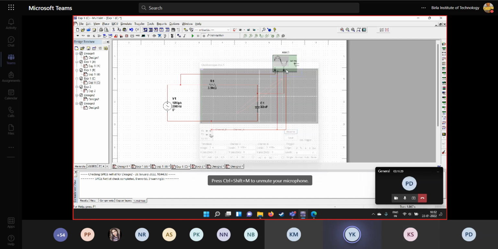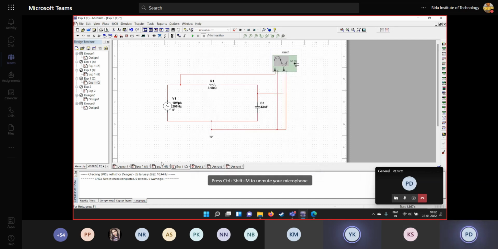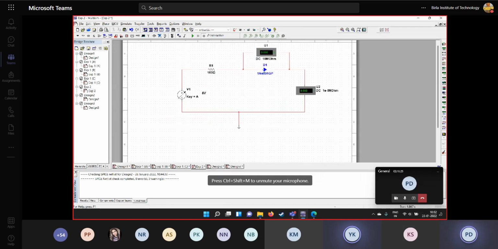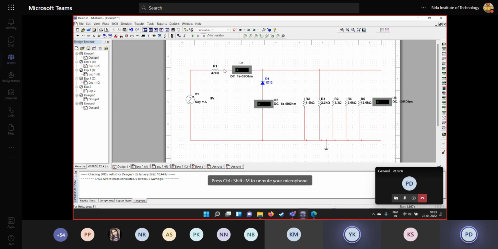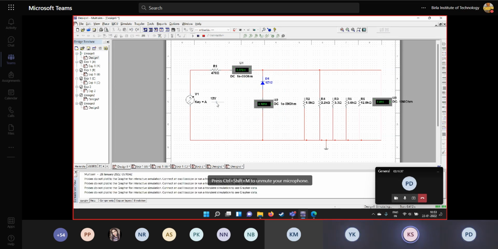This is the setup. This is experiment number 2, forward bias. And this is the reverse bias. This is experiment number 3. I'm increasing the voltage.